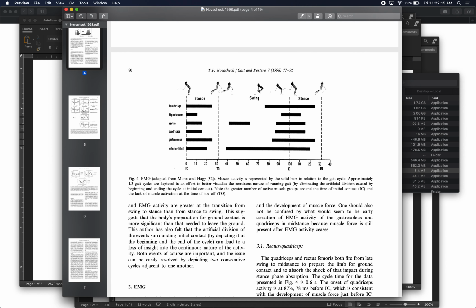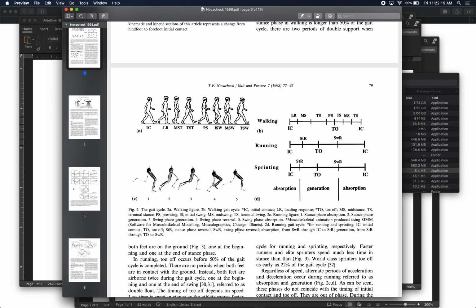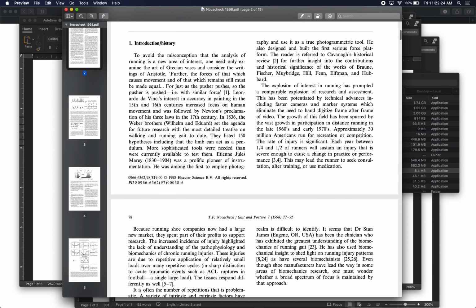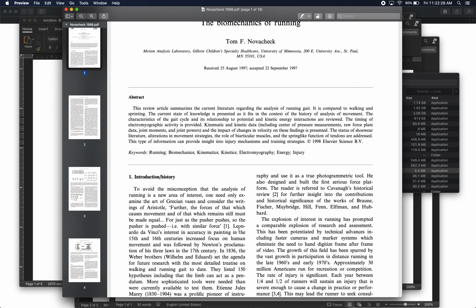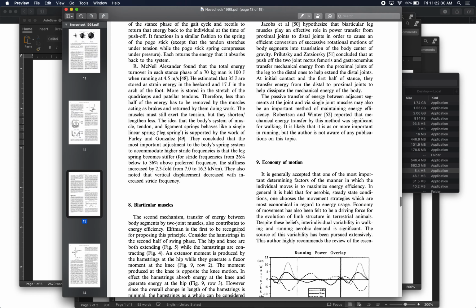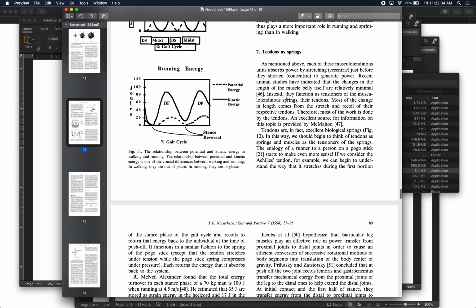Okay, that is really all that I wanted to emphasize and highlight in this paper here. Take a look at the whole thing. It's a pretty dense paper. There's a lot here, probably a lot of new stuff. You may not necessarily understand all of it, like when it gets into some of the more complicated things here at the end about like economy and biarticular muscles and tendons as springs and whatnot.